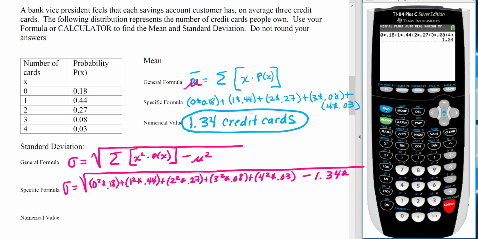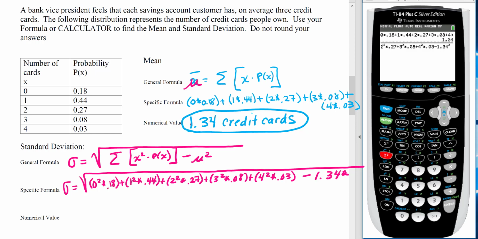So to type it all in at once, I'm going to go second square root, and I'm going to just open up the parentheses. I'm not going to type in these little individual parentheses, but I'm going to put the whole parentheses to indicate the whole thing goes under the square root. So I'm going to go 0 squared times 0.18 plus, I'm not going to add my parentheses yet, plus 1 squared times 0.44 plus 2 squared times 0.27 plus 3 squared times 0.08 plus 4 squared times 0.03, and then I'm going to go ahead and subtract off 1.34 squared.